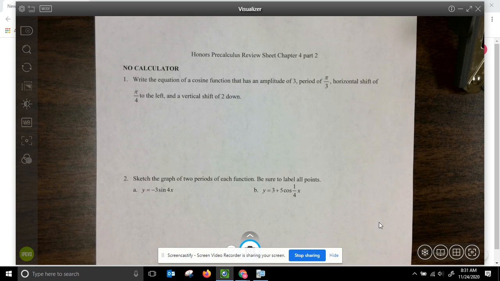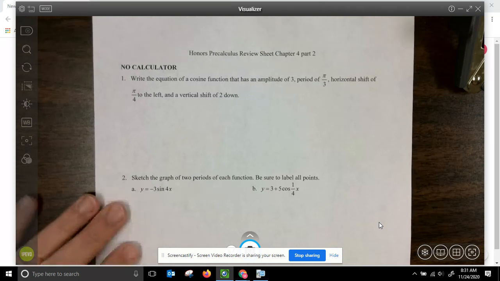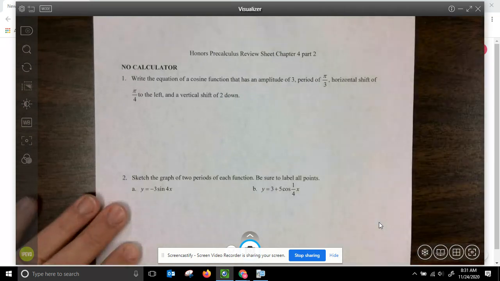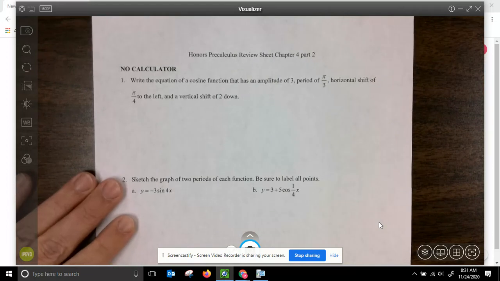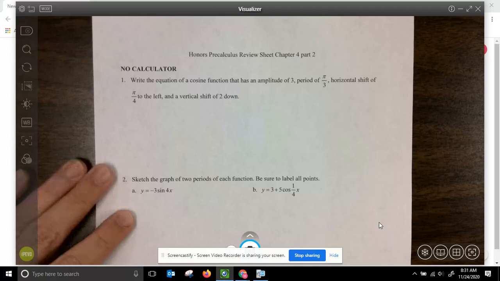Good morning. So today we're going to go over the review sheet for graphing trigonometric functions. We'll start with number 1 here. It says to write the equation of a cosine function that has an amplitude of 3, period of pi over 3, horizontal shift of pi over 4 to the left, and a vertical shift of down 2.